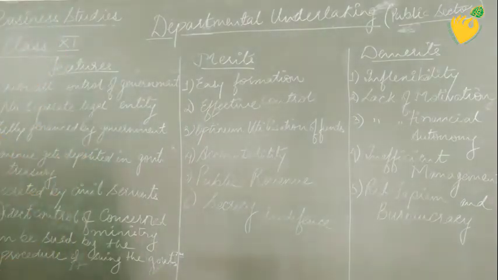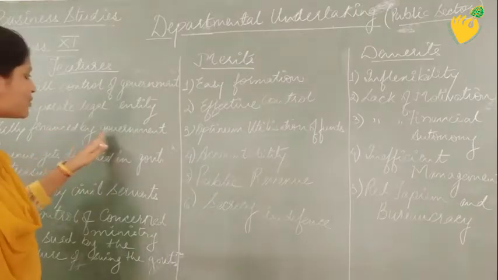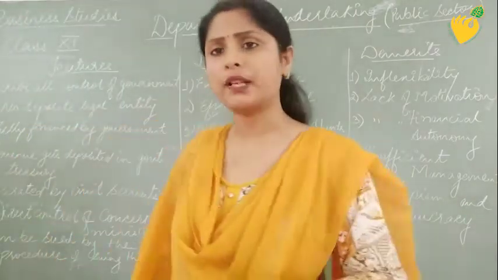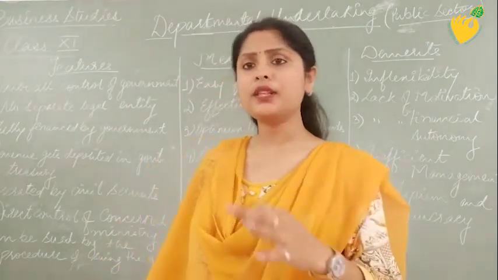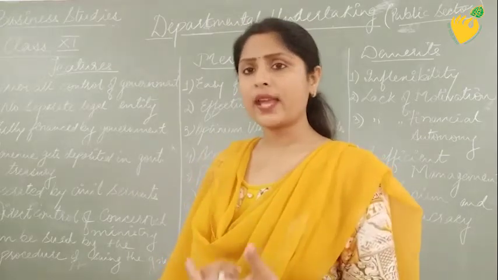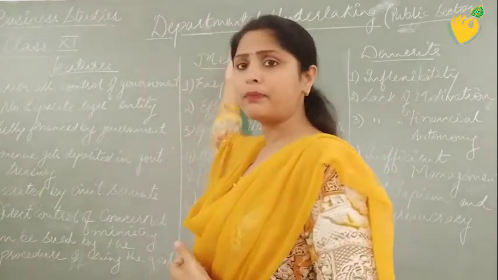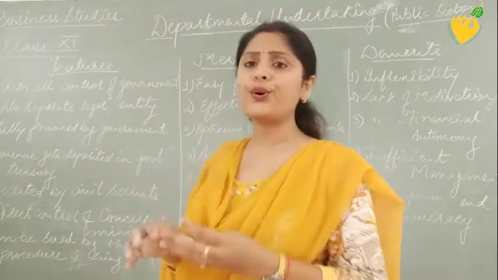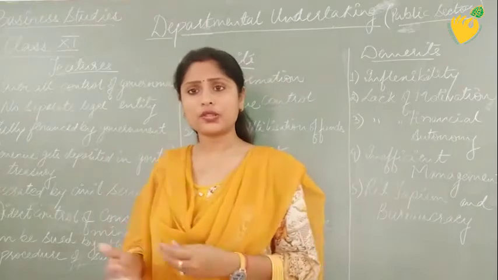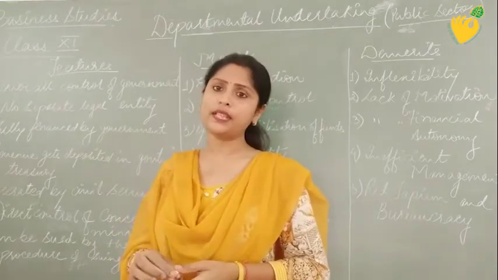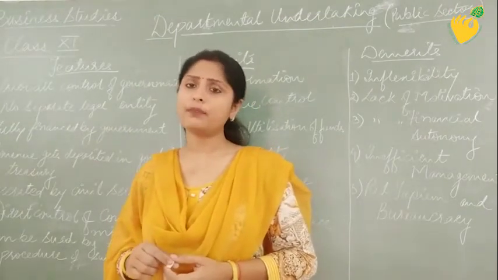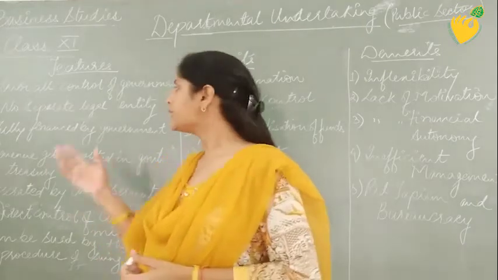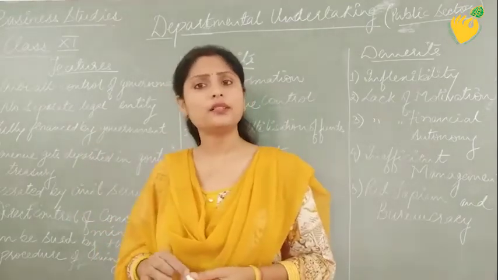Then the next point is fully financed by government. So the government is giving the complete budget. Every year the government announces its annual budget, and this annual budget is the time when the funds are decided for these departmental undertakings as well. So the whole money on which the company functions and performs every big to small activity is coming from the government. If it is under the central government, the budget will come from the central government, apart from help from the state government if it is established under the state government.